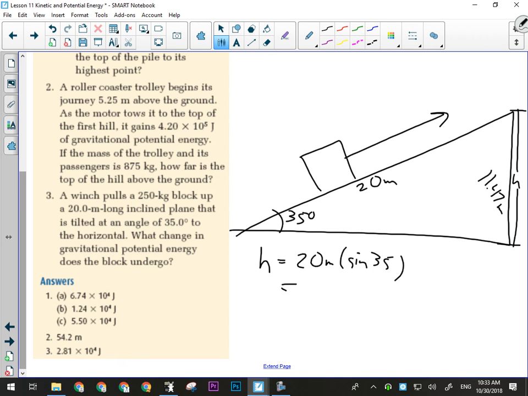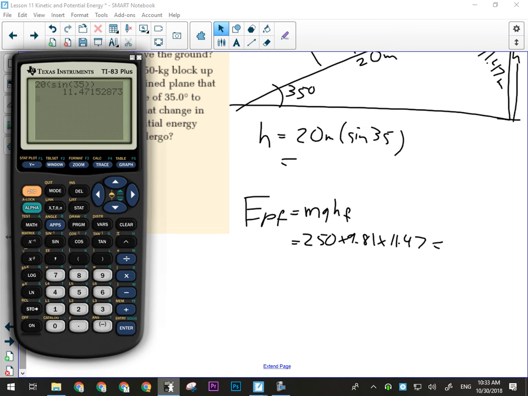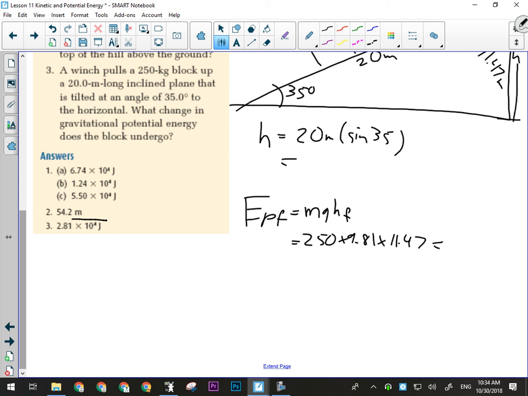Now that I know that, all I have to do is do a final potential energy calculation because the initial potential energy is 0. So M times G times H final. So this is a 250 kilogram block times 9.81 times 11.47 meters, and I will have my answer. So 250 times 9.81 times my answer with all the decimals. 2.81, because we have 3 significant figures there, 2.81 times 10 to the 4 joules. Okay, everybody all right with that?